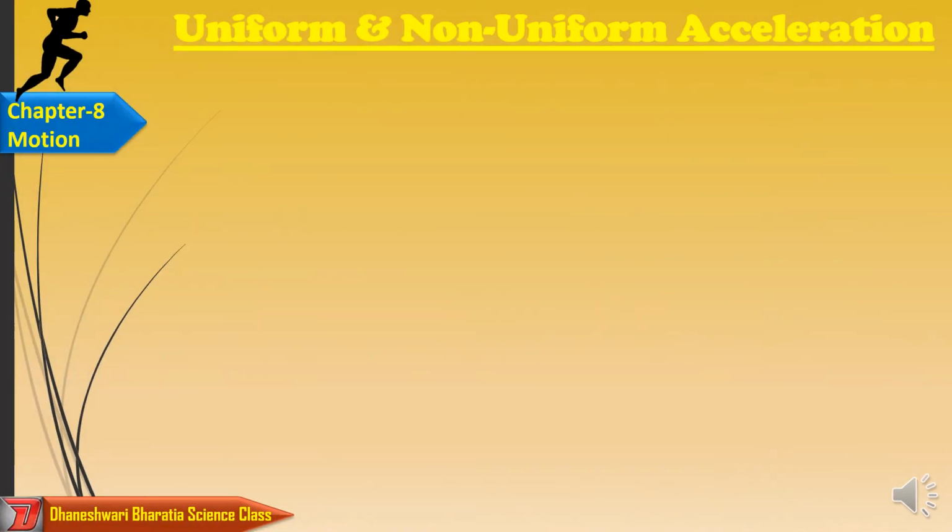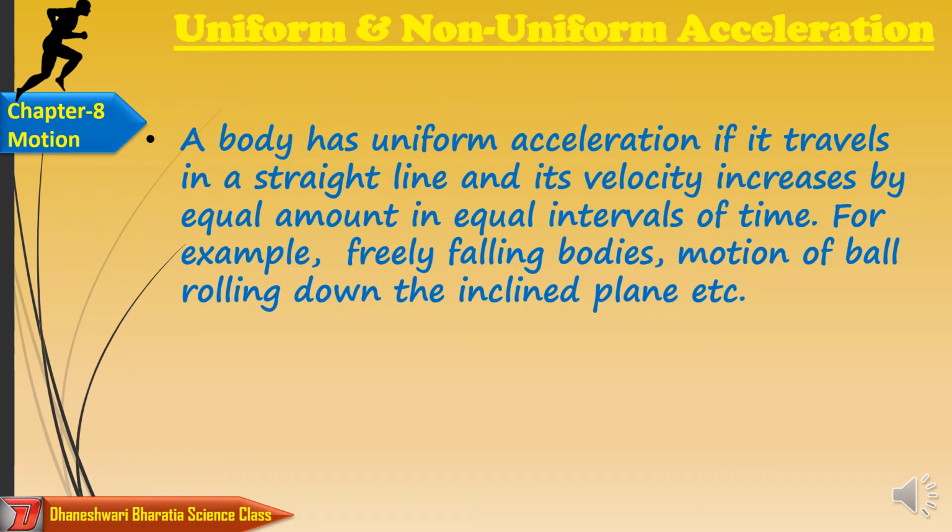Okay, so now let us discuss uniform and non-uniform acceleration. A body has uniform acceleration if it travels in a straight line and its velocity increases by equal amounts in equal intervals of time. For example, freely falling bodies, motion of a ball rolling down an inclined plane, etc. यानी कि जब भी हम किसी भी चीज़ को ऊपर से नीचे फेंकते हैं, so उसकी speed तो बढ़ेगी, acceleration होगा, yes. Along with the acceleration, the velocity will also get increased.